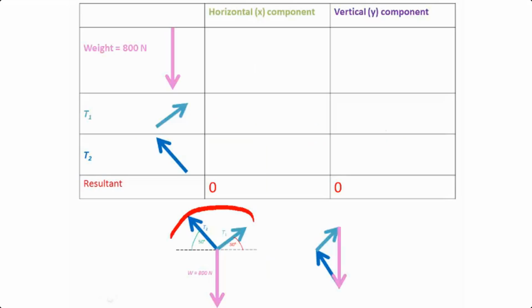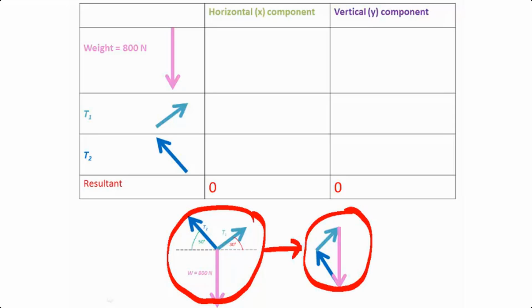Here we have our 3 vectors in situ. There I've just rearranged them so that they make a closed vector diagram showing that there's 0 resultant. They are in equilibrium. But these 2 diagrams are equivalent because you are allowed to move vectors as long as you don't change their angle or magnitude.